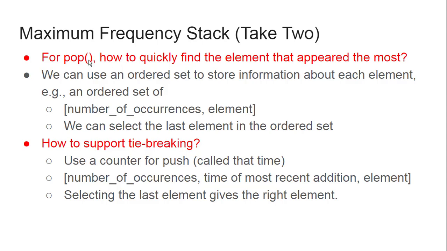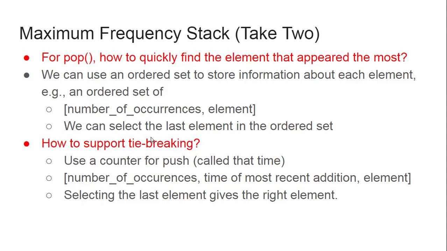So the main problem is we need to quickly find the element that appeared the most number of times in order to make pop efficient. Obviously we want to find the most frequent, so we can use an ordered set to achieve that. Every element in the set is 2 things: the number of occurrences and the corresponding element. You can view this as a pair, or as an array of 2 elements, but let's call it the pair. Given this pair, if we have an ordered set, then the last element will have the most number of occurrences.